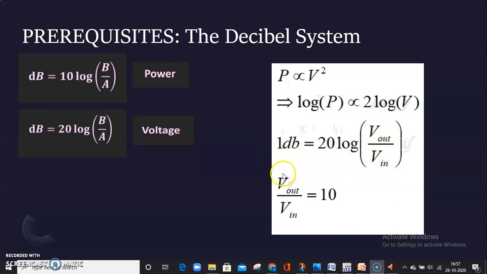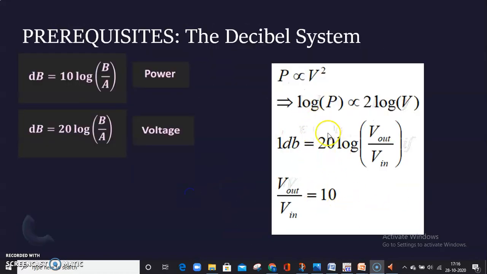Another important thing is the roll-off, which is expressed in decibels per decade. If the output voltage increases 10 times compared to the input voltage in one decade, then we will say that the roll-off is 20 decibels per decade, because if we place 10 here, the log will become 1, and the coefficient 20 will be there. So we will write 20 decibels per decade.